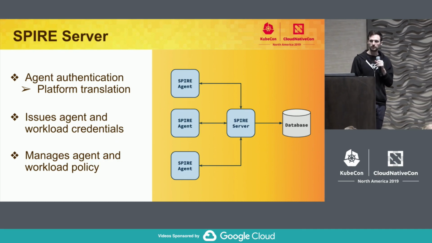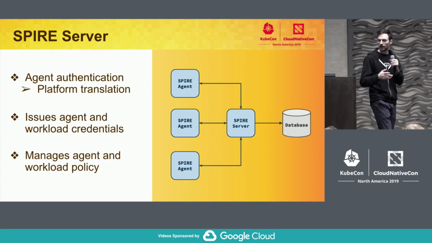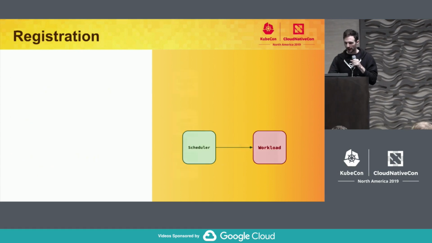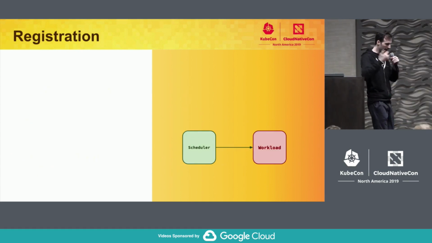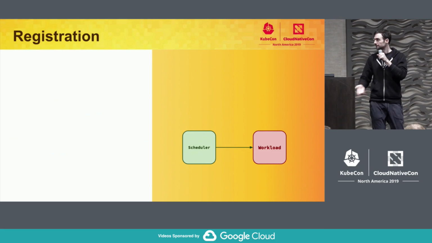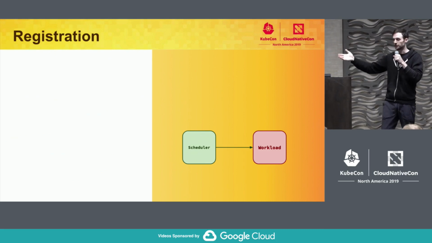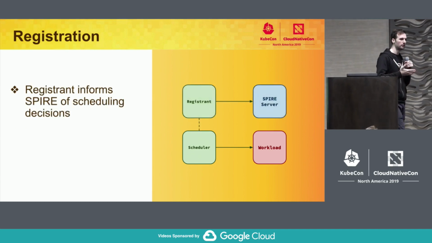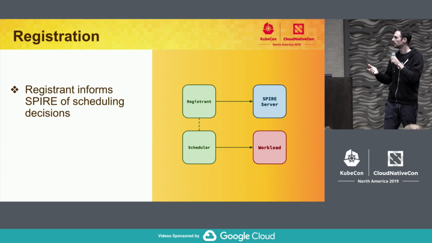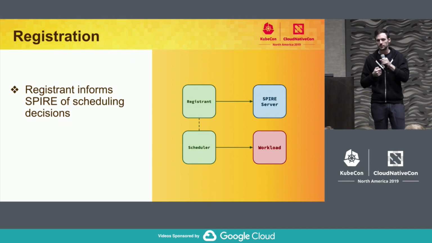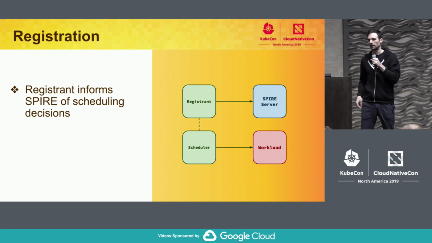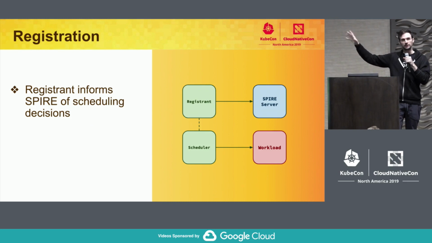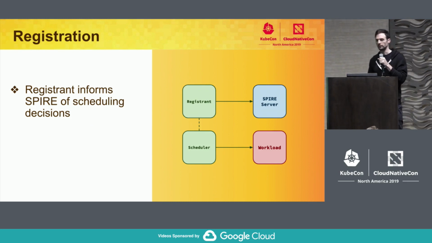And beyond that, the server is managing this agent and workload policy, which workloads can run on which host. And the way that happens is through this process called registration. So backing up a bit, we talked earlier about how in Kubernetes, you have a scheduler cause a workload to come up, to boot, right? And so somehow SPIRE needs to be made aware of this placement decision. And so you need some kind of integration to allow this to happen. So we have this thing in the open source called the Kubernetes registrar that actually does this kind of integration. So we get a really tight integration with Kubernetes out of the box.